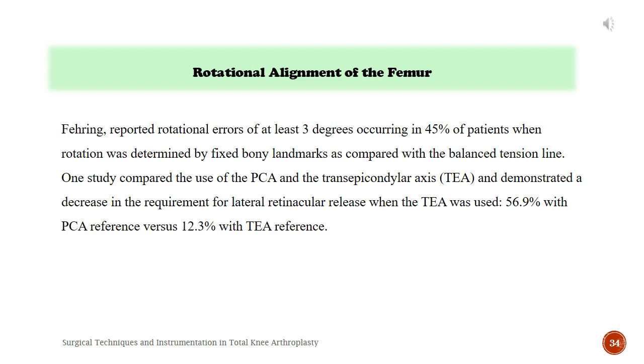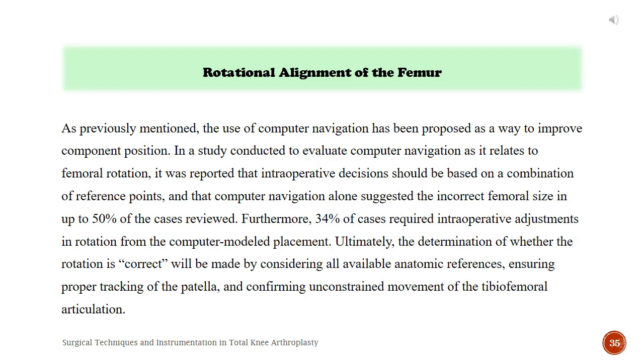One study compared the use of the PCA and the transepicondylar axis, TEA, and demonstrated a decrease in the requirement for lateral retinacular release when the TEA was used, 56.9% with PCA reference versus 12.3% with TEA reference. Rotational alignment of the femur.